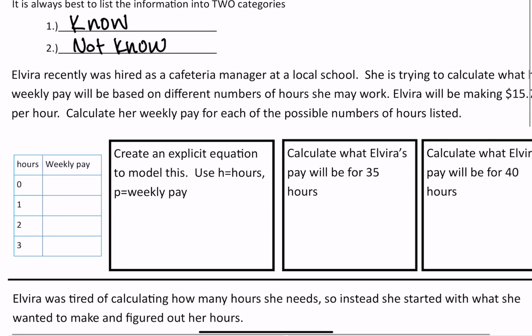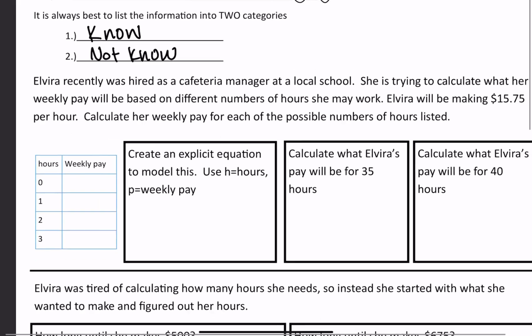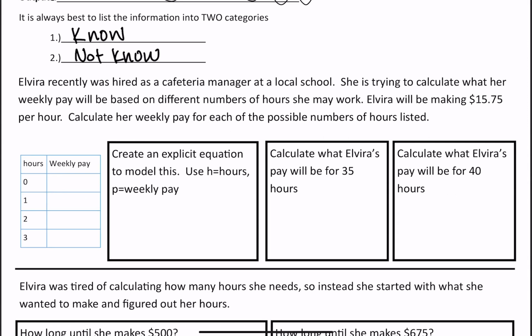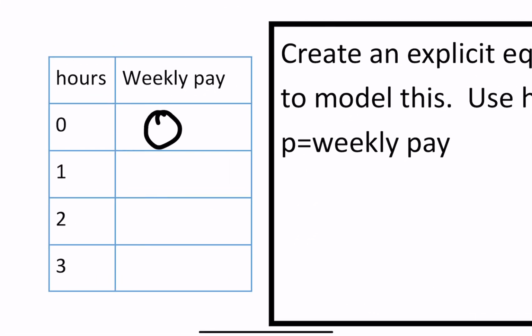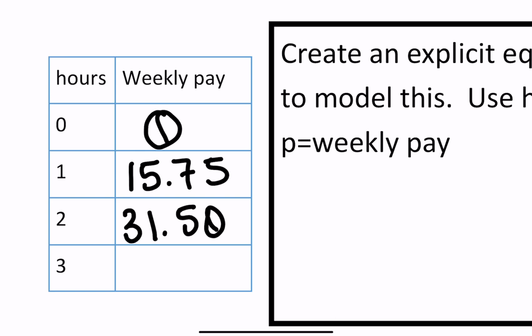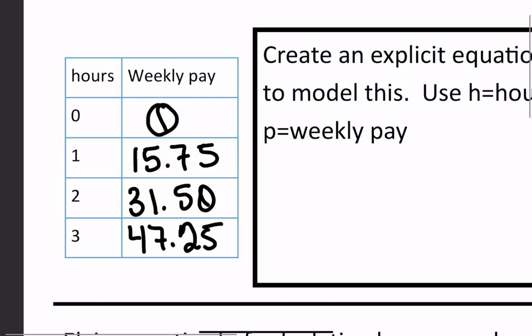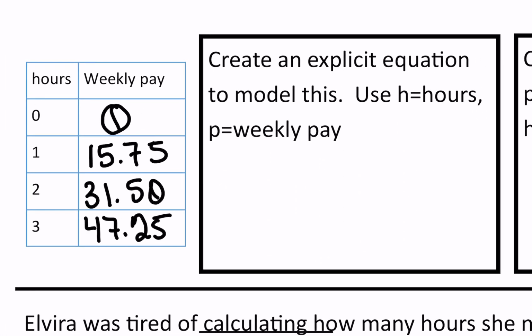So Elvira recently was hired as a cafeteria manager at a local school, and she's trying to calculate what her weekly pay will be based on different numbers of hours she may work. Elvira will be making $15.75 an hour, and she will calculate the pay for each of the possible hours listed. So if she works 0 hours, she's going to make 0 money. If she works 1 hour, she's going to make $15.75. If she works 2 hours, she's going to make $31.50. And if she works 3 hours, she's going to make $47.25.